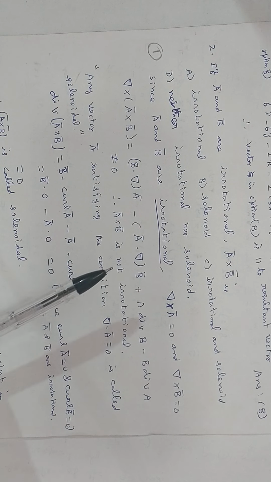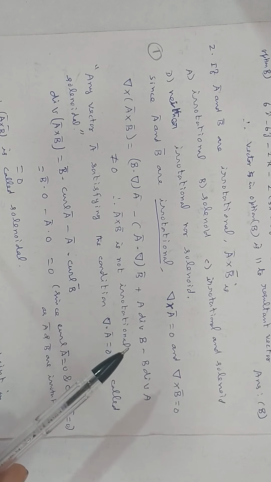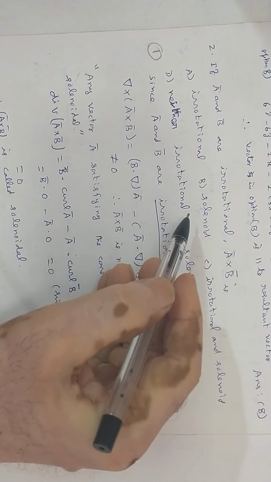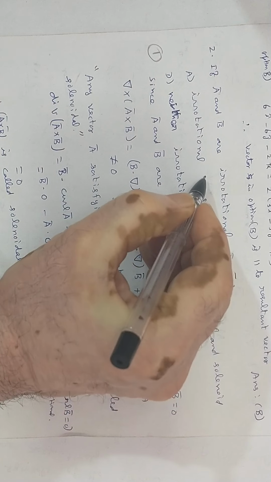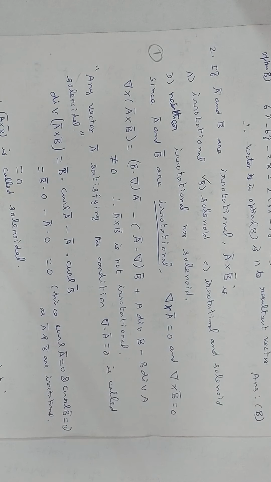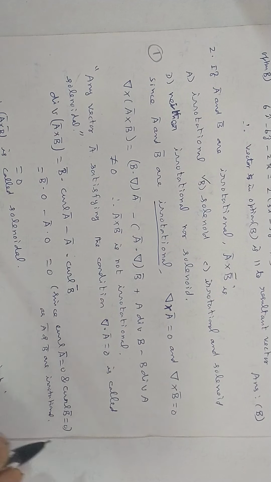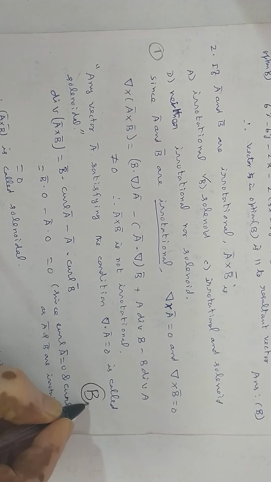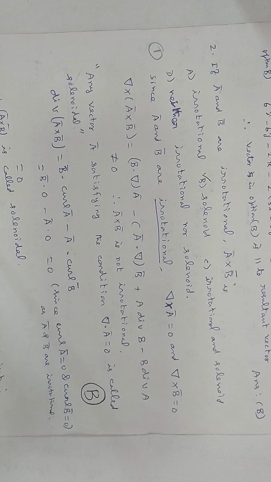So here, the solenoid is the correct answer. A cross B is a solenoid. So this is option B. B is the correct option. Now let us take the next question.